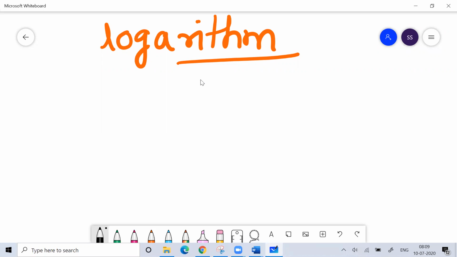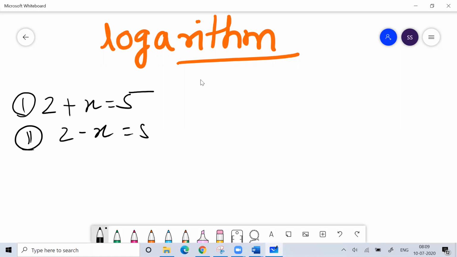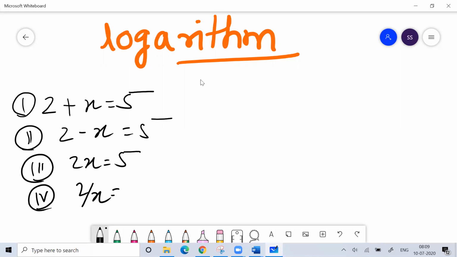So, is it a better way to solve squares? Okay, so I'll start talking about logarithm. If I ask you 2 plus x equal to 5, you know how to solve this. If I ask you 2 minus x equal to 5, you can find the value of x. If I ask you 2 into x equal to 5, you can find the value of x. If I ask you 2 divided by x equal to 5, you can find the value of x.